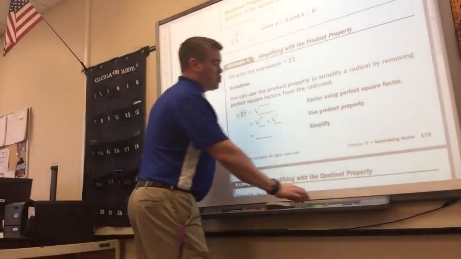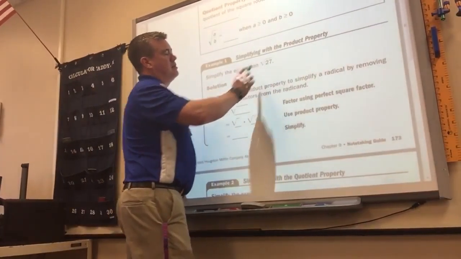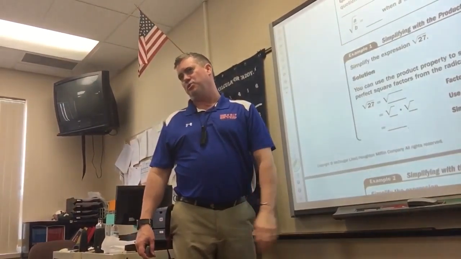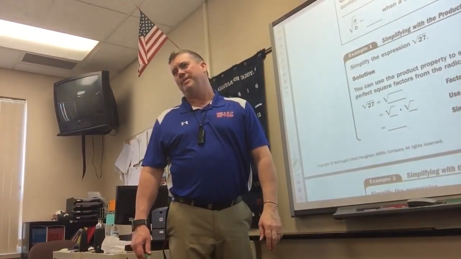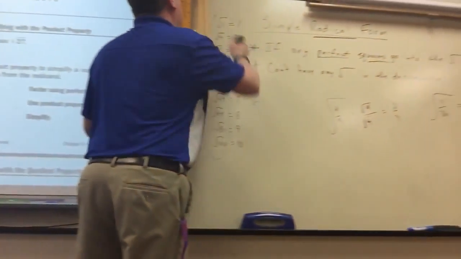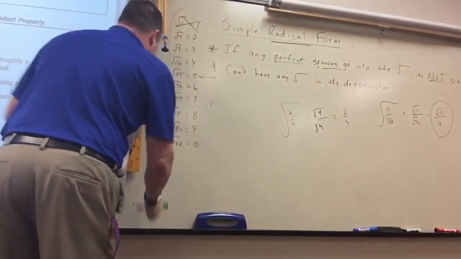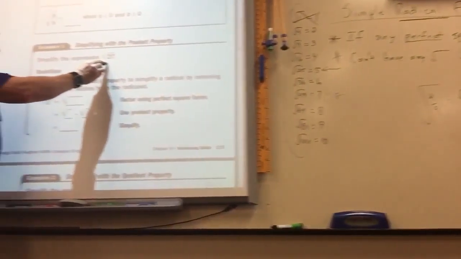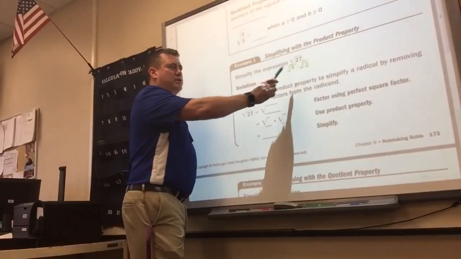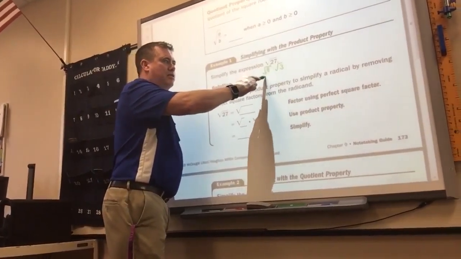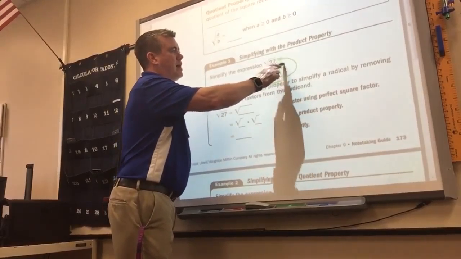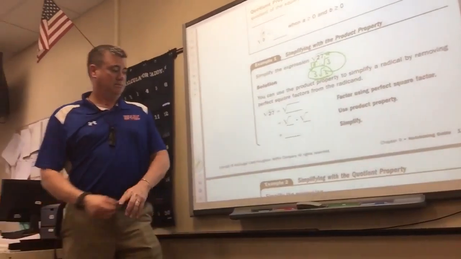So, square root of 27. Do any perfect squares go into 27? Yes. Which ones? 1 goes into all of them, so you don't even need to worry. That doesn't help us at all. 9. 9 times 3. So what does the square root of 9 make? 3. 3 square roots of 3 is the simplified version of square root of 27.